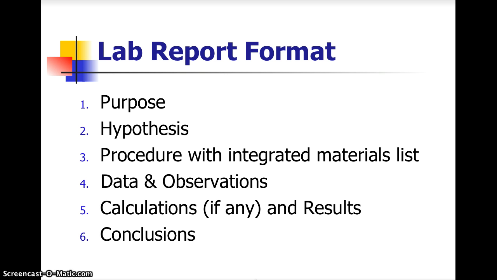Now, the format can be different for every class, and as you probably will see, this one's a little different than what you might have done in physical science or biology, and will probably be different than what you do in college. I've tried to simplify it into 6 sections: a purpose, hypothesis, procedure with an integrated materials list, meaning you don't have to call out the materials list separately. We can group your data and observations. We can include your calculations if there are any with the results, and then conclusions. And if there's any post-lab questions, we'll do that there in the conclusions.